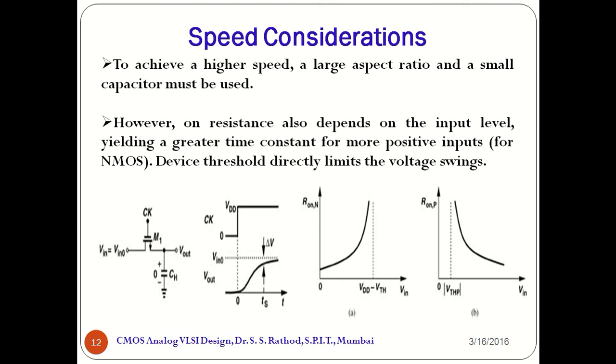This right hand side figure is for the PMOS device. When the input voltage is very low, that is less than the mod of the threshold voltage of the PMOS, the device is off, that means the on resistance is very large. When the input voltage is greater than the mod of the threshold voltage of the PMOS, the device is on and hence the resistance decreases. So when you go on increasing the input voltage, the on resistance of the device will also go on reducing.